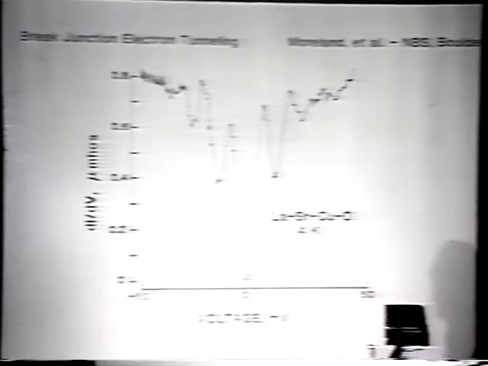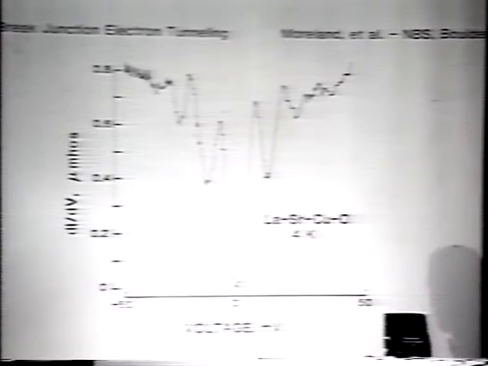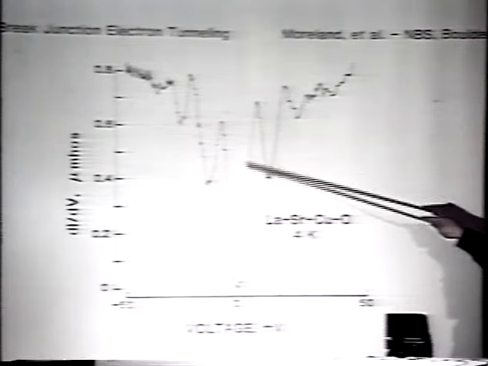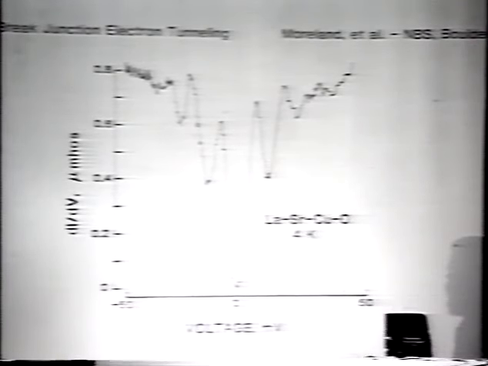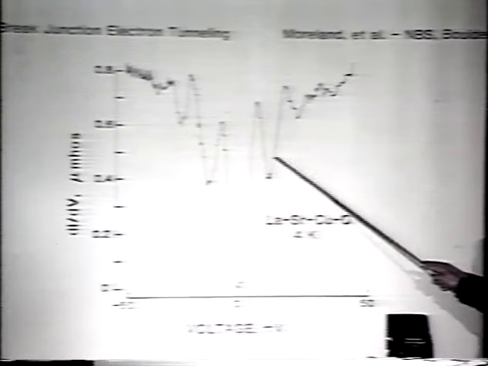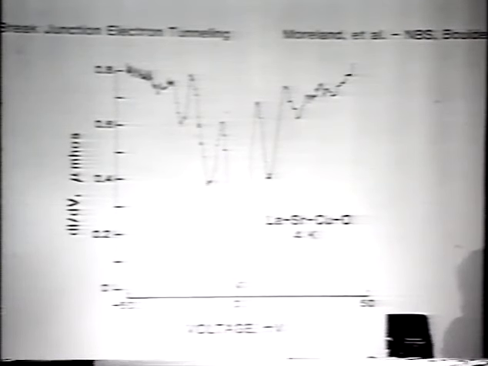Here's another setting where we actually took derivative data, and you can see that there's very strong structure away from the gap defined by the distance in between these two peaks. Looks fairly symmetric, and if you try and force this data into the McMillan-Rowell program, assuming some sort of background or normal state conductance, which we didn't really measure, you can sort of convince yourself that maybe there's a low phonon mode in here giving rise to a high TC.